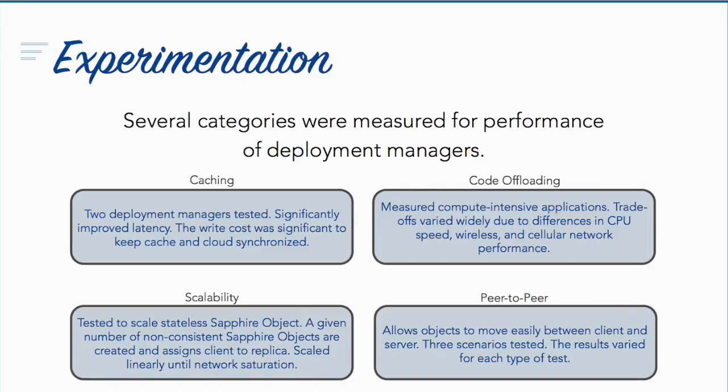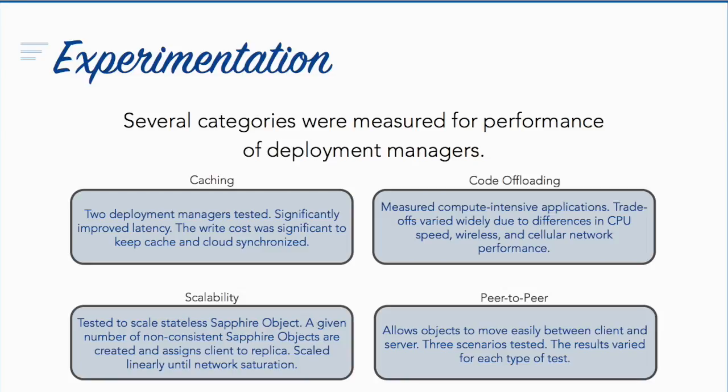Moving on to the experimentation, or the actual implementation defined here in the paper. There were 5 categories of performance tested. The paper only outlines 4 of those 5. So it outlines caching, peer-to-peer, code offloading, and scalability.